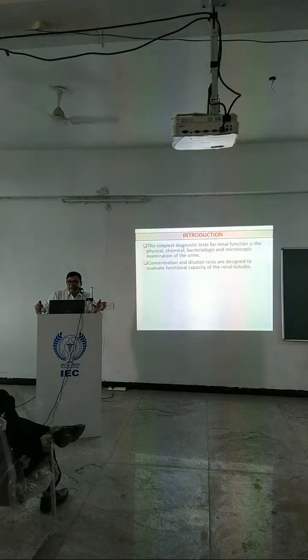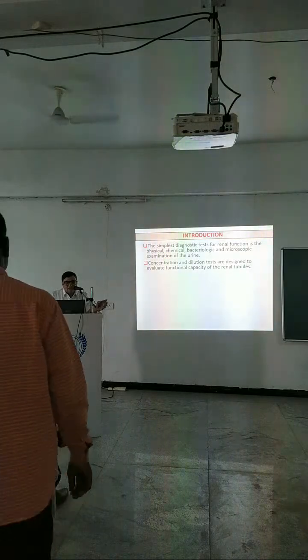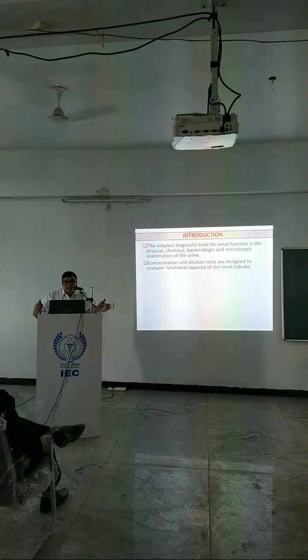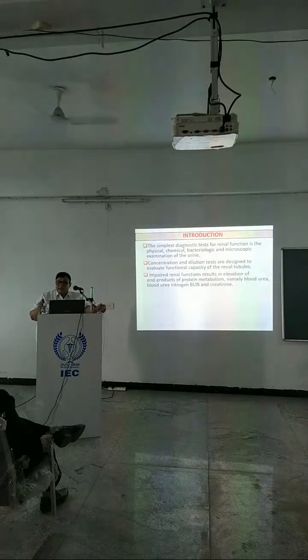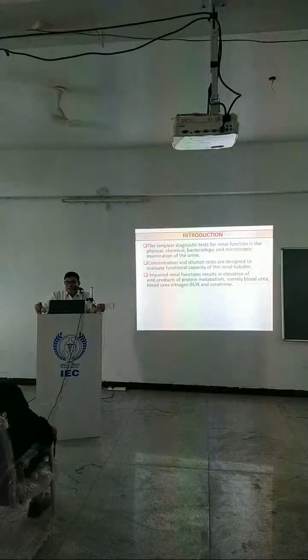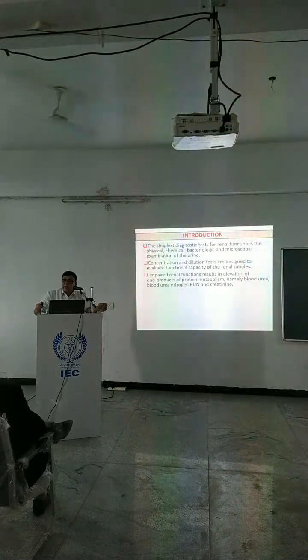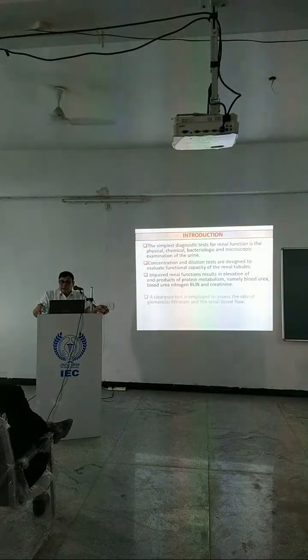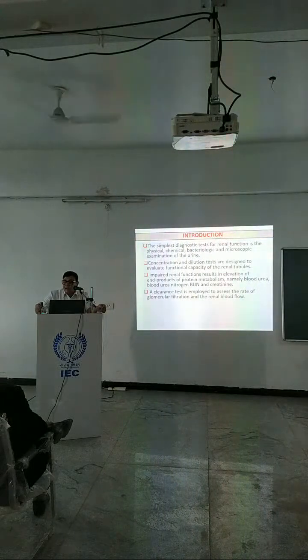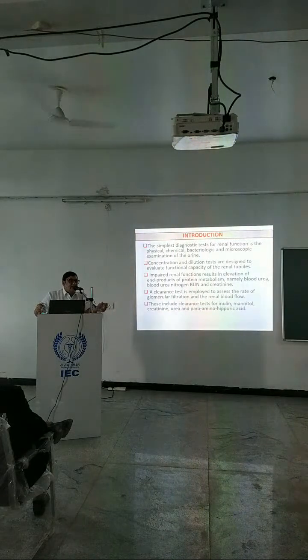tests which are designed to find out the functions of the kidneys, that is the concentration and dilution test, and to find out the functional capacity. Then impaired renal function results in elevation of end products of protein metabolism, namely blood urea nitrogen and creatinine. Clearance tests of all these assess the rate at which glomerular filtration and renal blood flow take place. These include clearance tests of many substances like inulin, mannitol, creatinine, urea, and para-aminohippuric acid.